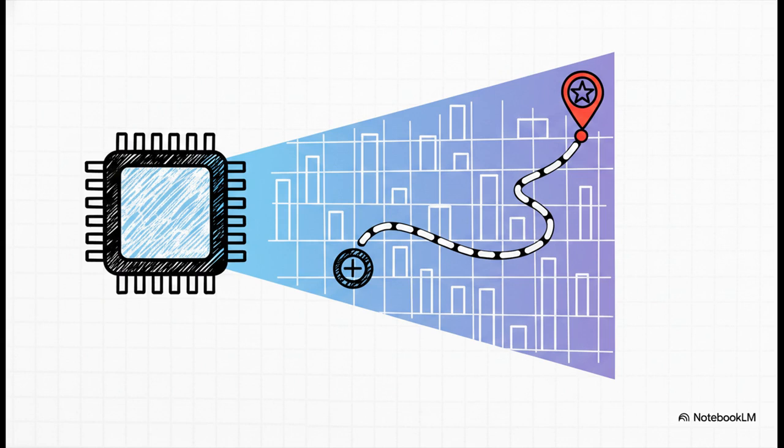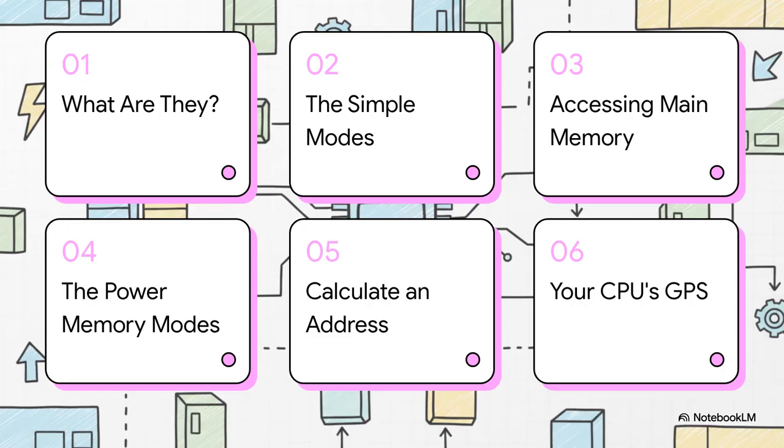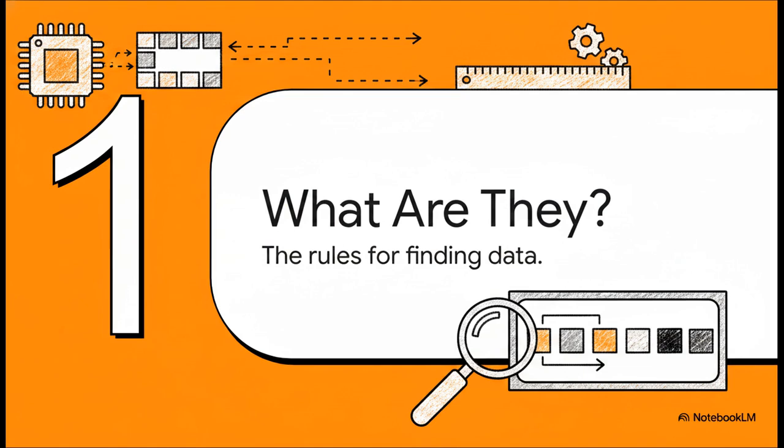And honestly, the best way to think of them is as an internal GPS for your CPU. They provide the exact set of rules and coordinates for navigating that huge city of memory to find any location instantly. So here's our game plan. We'll start with what these things even are. Then we'll check out the simple modes for data that's close by. After that, we'll see how the CPU reaches out into main memory, explore some really powerful modes, and then we'll actually walk through an address calculation to see it all click into place. So, let's get right to it.